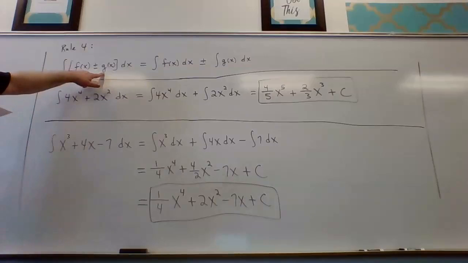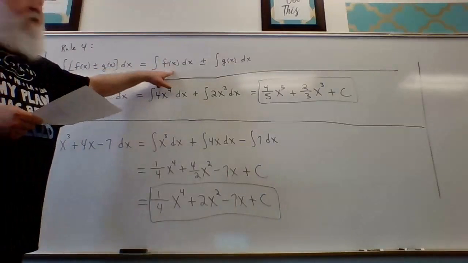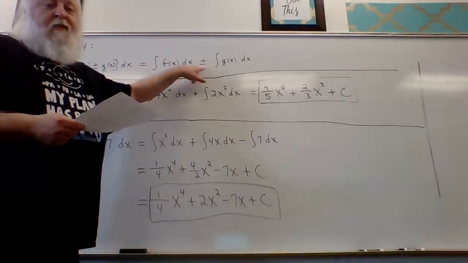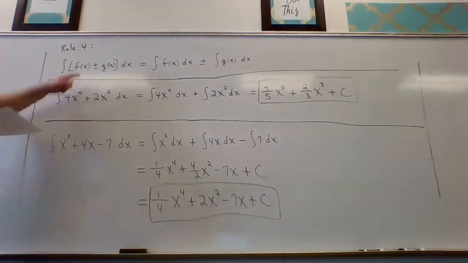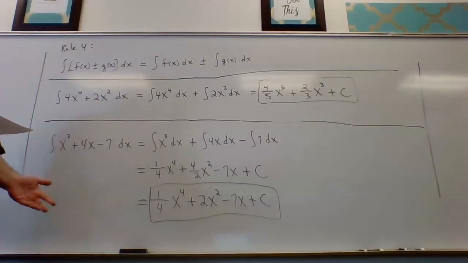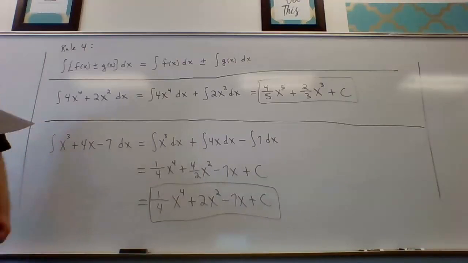If we have a sum or difference of two functions, f of x and g of x, right? We have f of x plus or minus g of x. The antiderivative of that sum or difference is equal to the antiderivative of the first function plus or minus the antiderivative of the second function. And so what this rule enables us to do is if we have a function with multiple terms in it, we can find the antiderivative of that function term by term.